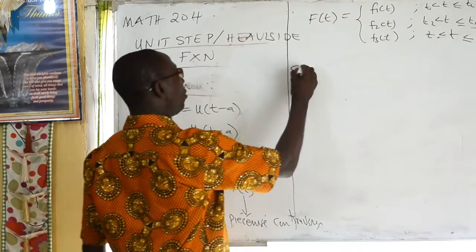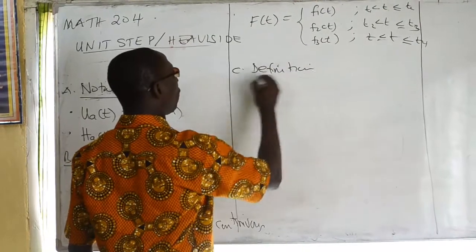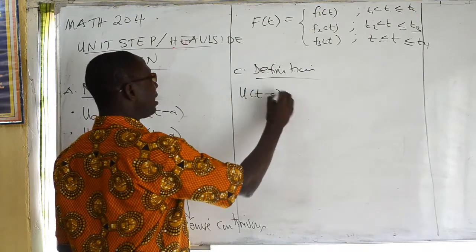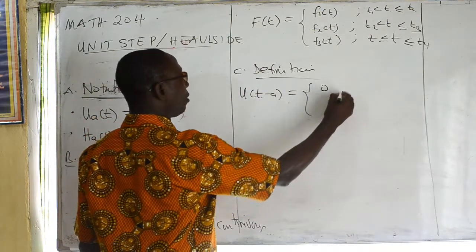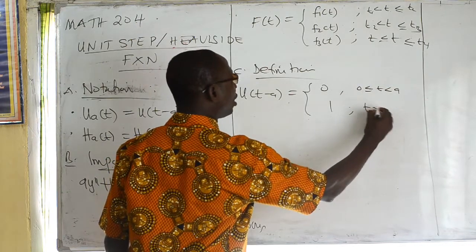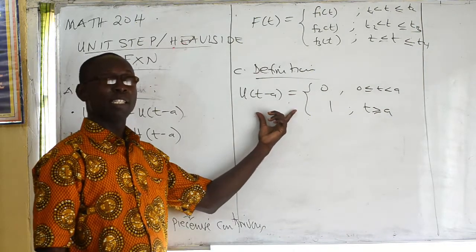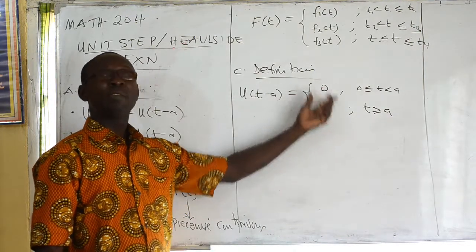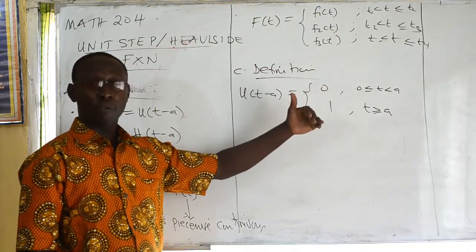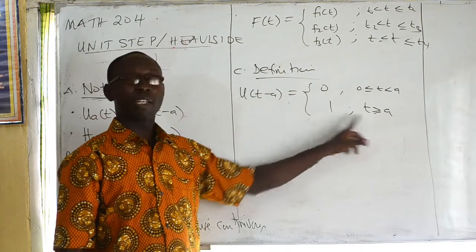So we are now going to do the mathematical definition of the unit step function. Mathematically, u(t minus a) is given as 0 and 1, where each applies between this and that, with conditions. In electrical engineering, we use it to switch circuits on and off. So this one is switching off at this point and we switch on at that.